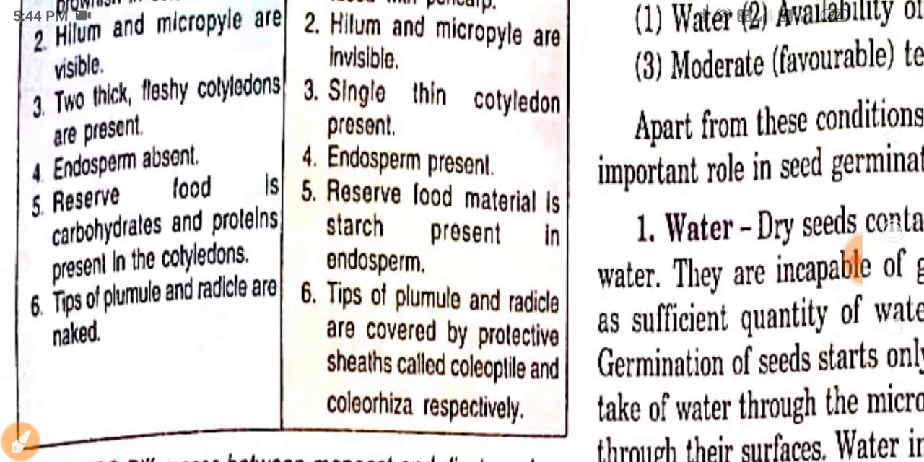Reserve food is carbohydrate and protein, present in the cotyledons. Reserve food material is starch, present in the endosperm. As you know, in monocots mainly endosperm is found, and it provides nourishment to the developing embryo. Tips of plumule and radicle are naked in bean. Tips of plumule and radicle are covered by protective sheaths called coleoptile and coleorhiza, respectively, in maize.